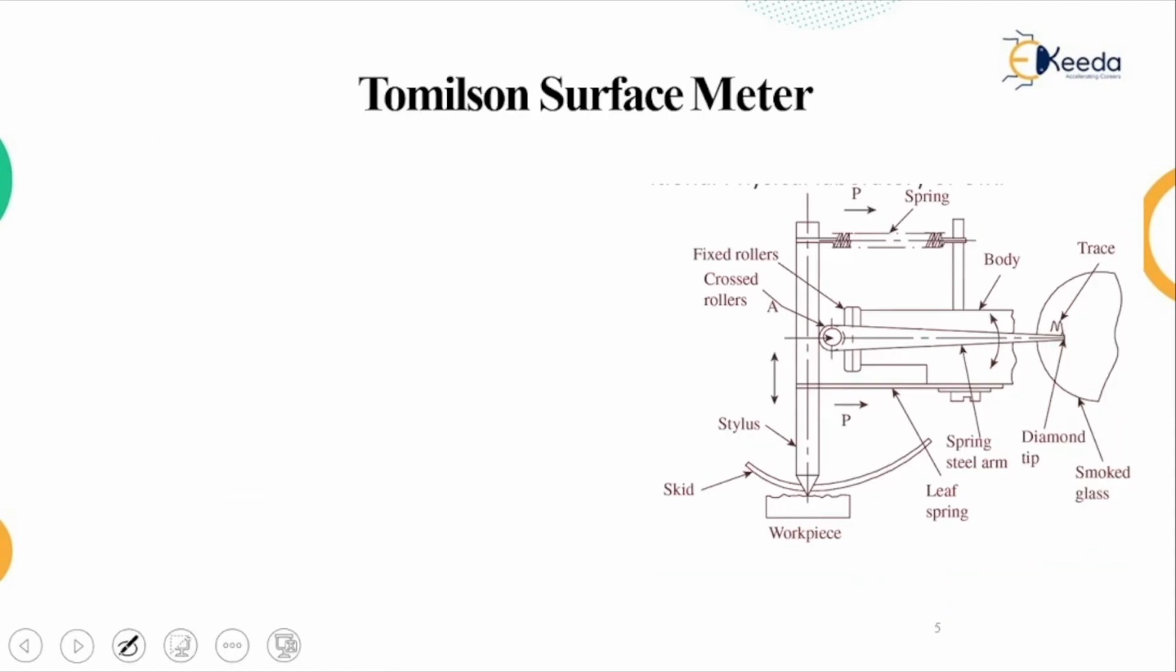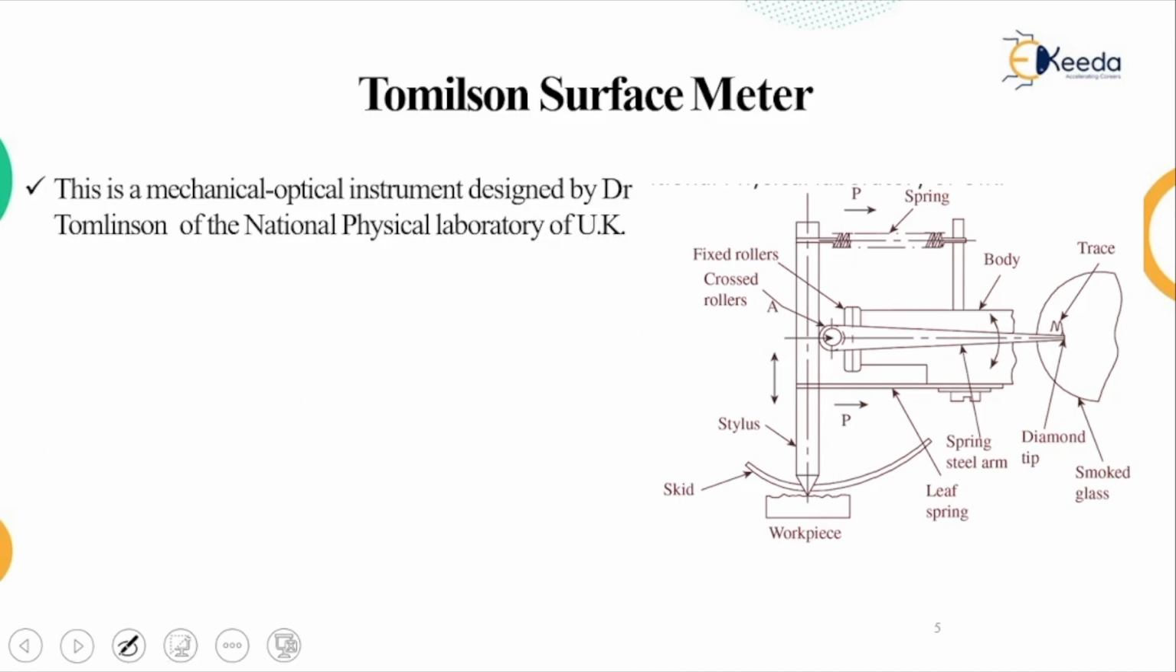Then the Tomlinson surface meter. It is one of the favorite surface roughness meters or testers, which is widely used. It is a mechanical optical instrument, or we can say a combination of mechanical and optical instrument. It was designed by Dr. Tomlinson of NPL, that is the National Physical Laboratory of the UK.